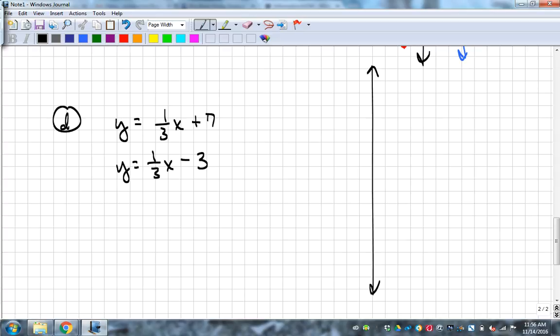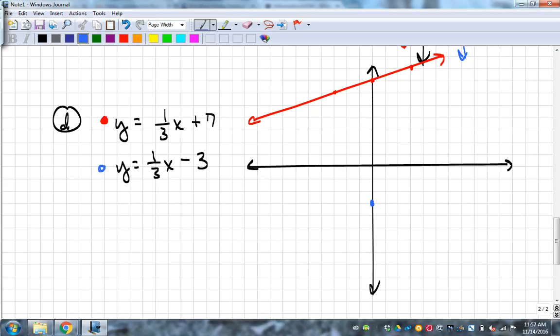So the graph is going to look like, I'm going to graph the first one red, plus 7, with a slope of 1 over 3. There's the red line. There we go. And the blue one, I'll go to -3 and do the same slope.